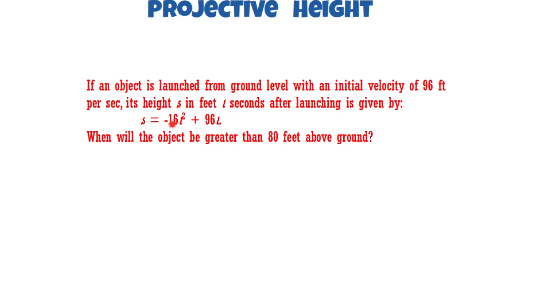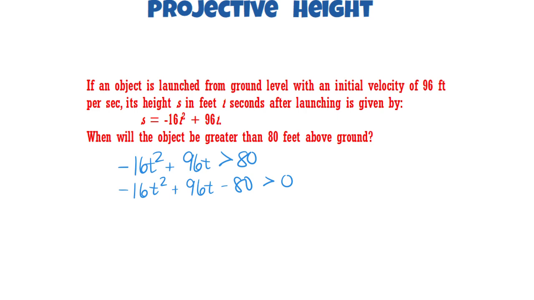See the negative 16, that's always there, always that coefficient. The question here is, when will the object be greater than 80 feet above ground? Well, this expression right here is representing my height, and I want this to be greater than 80. Well, I'm just going to set up the equation then. Negative 16t squared plus 96t, I want to be greater than 80. Subtract the 80 over, and I'm going to be factoring.